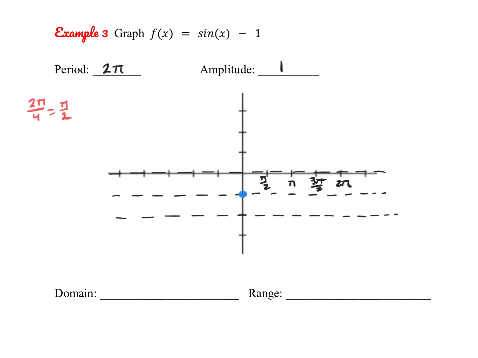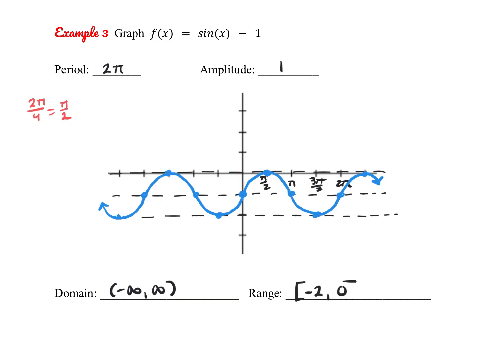I start at the midline, so this time I'm not starting at the origin. You always start at the midline for sine. And now I'm going to follow the same pattern. Up, middle, down, middle. Again, we could just keep continuing that pattern for as long as we want. And there you go. Our domain, all real numbers. This time our range, we can see our low point is -2 and our high point is 0. So we have -2 to 0.